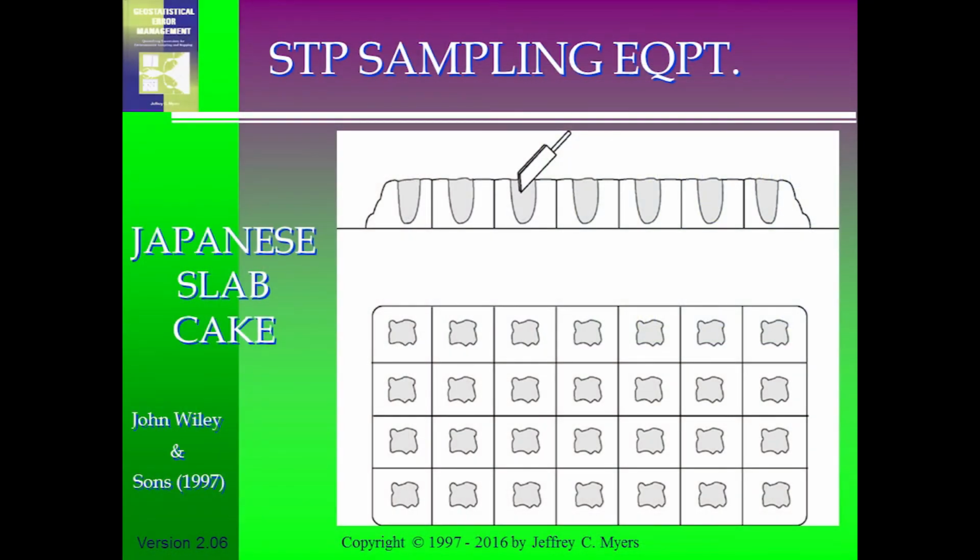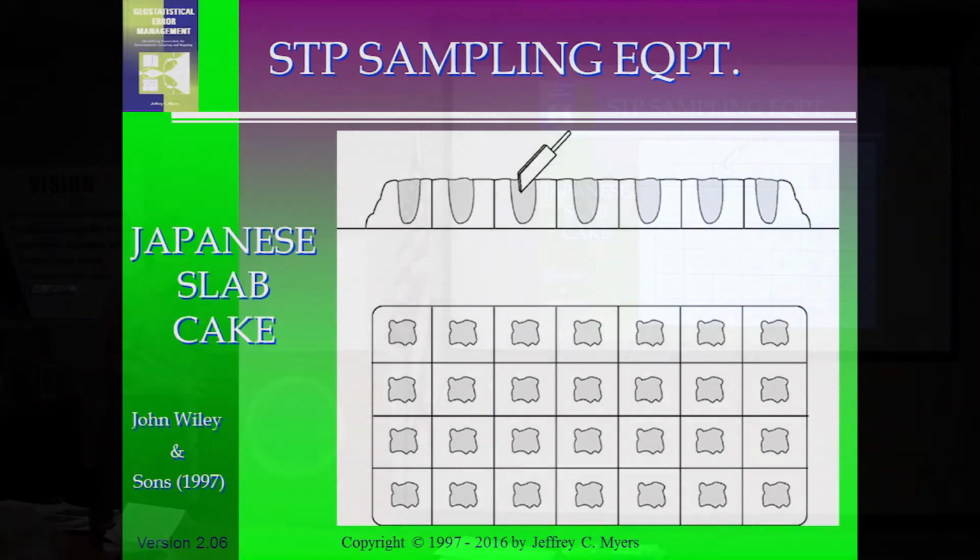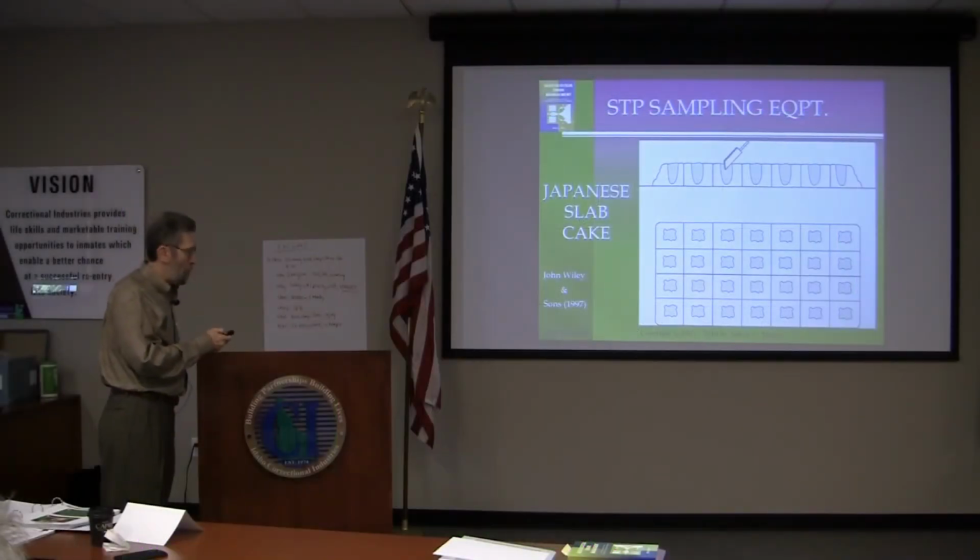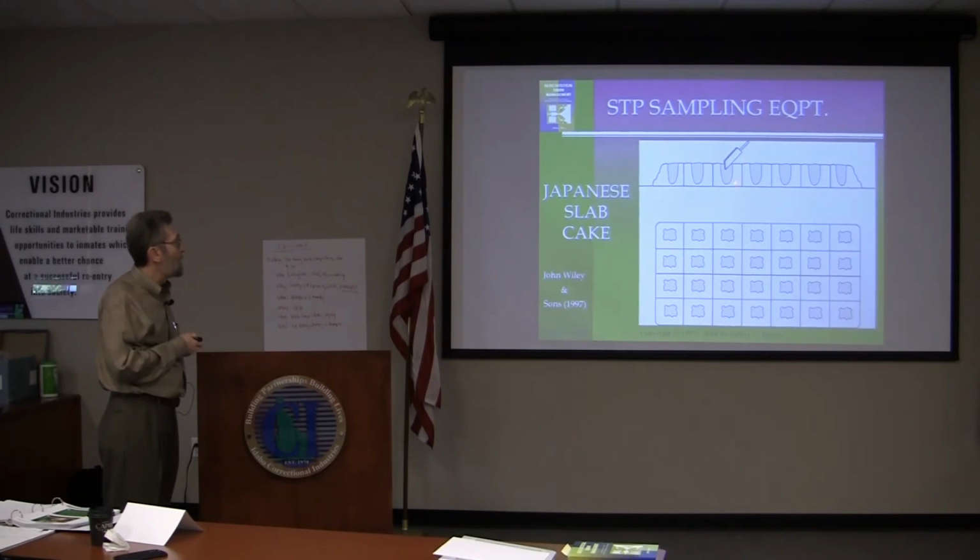Japanese slab cake, very common way to do subsampling. It's both good and bad. The good part is it's simple. The bad part is it tends to bias the samples. You can see that when you reach in with either a scoop or a spatula, as you flatten out the cake, you never get what's at the bottom. You never do. And even though you take all these wonderful increments, you've still biased the sample. That's a problem.